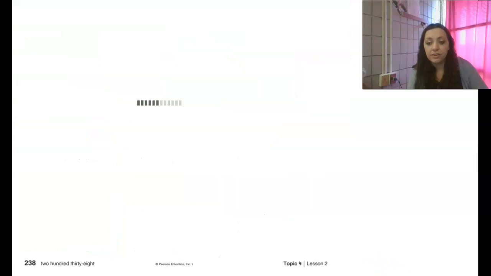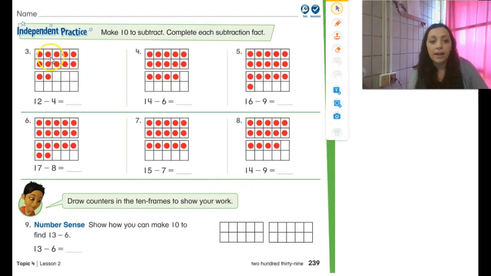All right, so let's look. You ready? All right, up here, our number is 12, take away 4. So I'm going to take away 4. So let's see. I cross off the first 2. So now I know I'm down to 10. How many more do I need to cross off, though, if I'm taking away 4? That's right. I need to cross off 2 more because 2 plus 2 is 4. So then how many are left over?